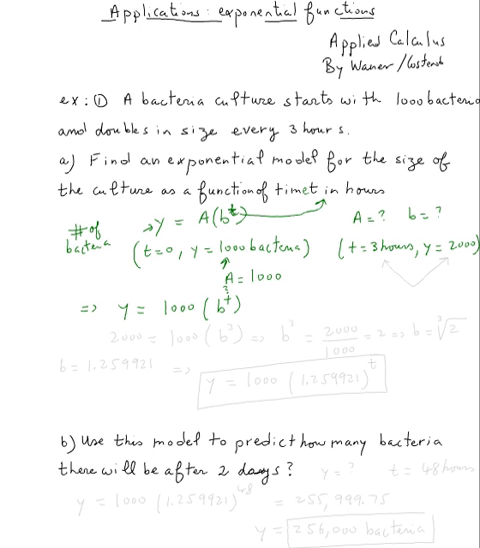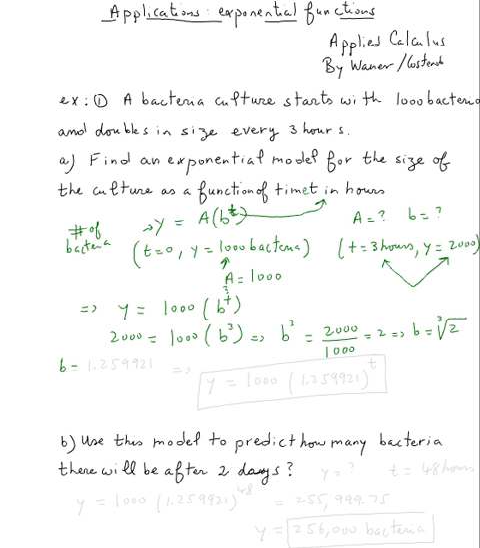Now all we need to do is find the b. How do we find the b? We just plug in the second point always. The second point says when t is 3, y is 2,000. So all we need to do now is solve for b. This means that if we divide by 1,000, b cubed is 2,000 over 1,000, which is 2, which means b is the cube root of 2.